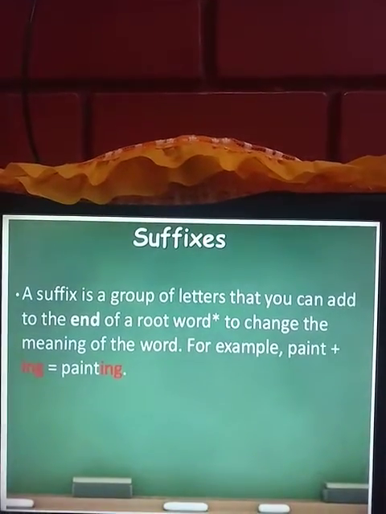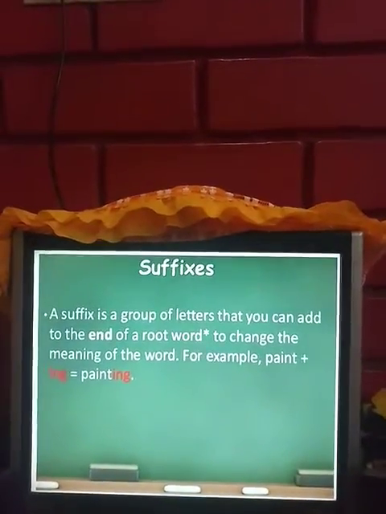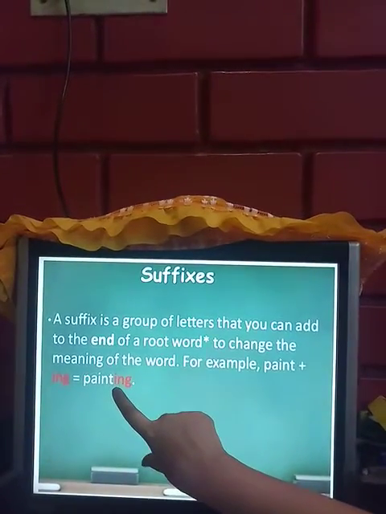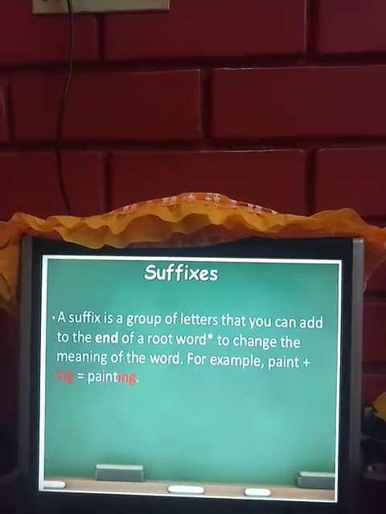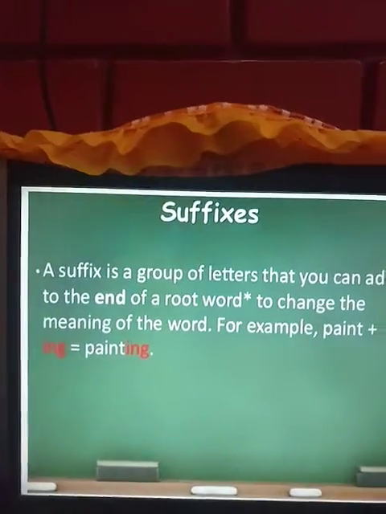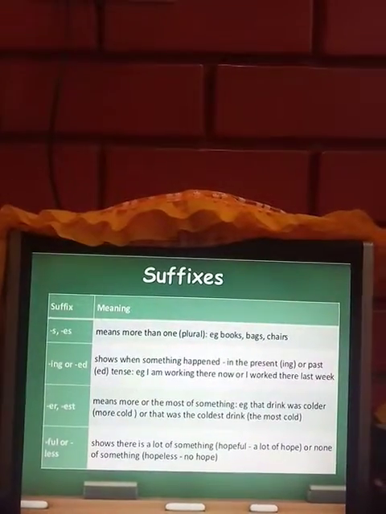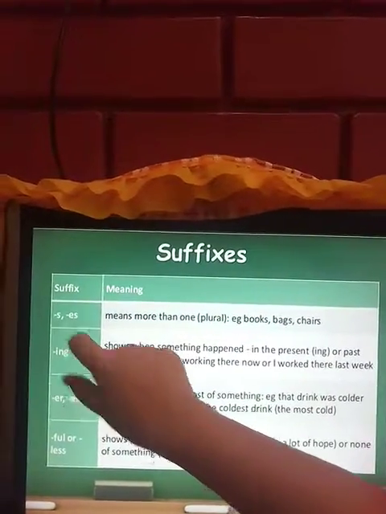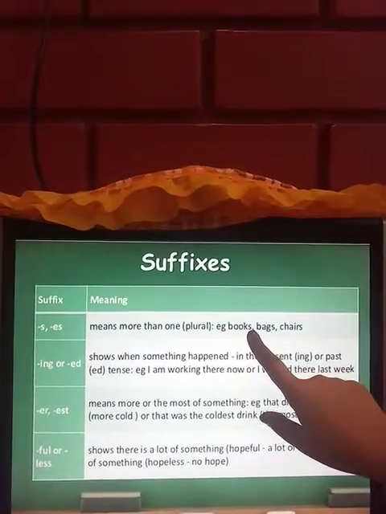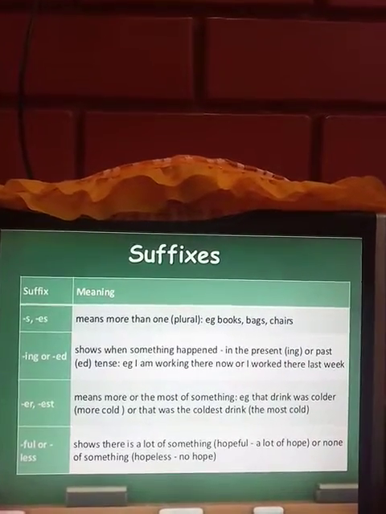A suffix is a group of letters that you add to the end of a root word, like paint plus ing turns painting. Okay, let us come and see some more examples. S and es mean more than one, plural. Example, books, bags, chairs. These are all suffixes.